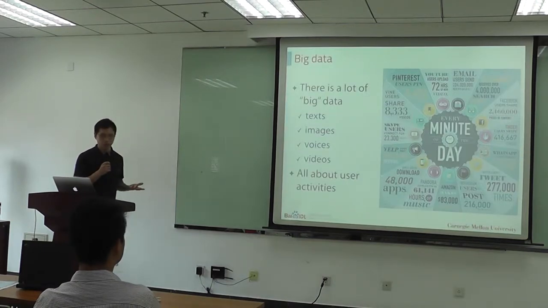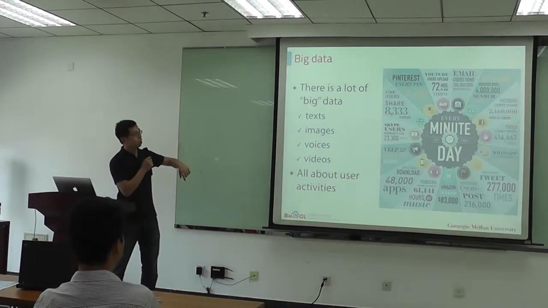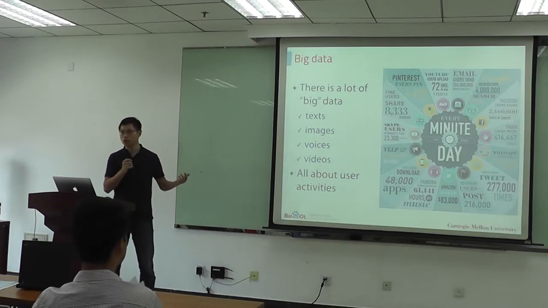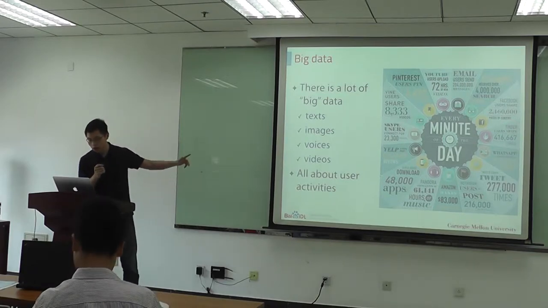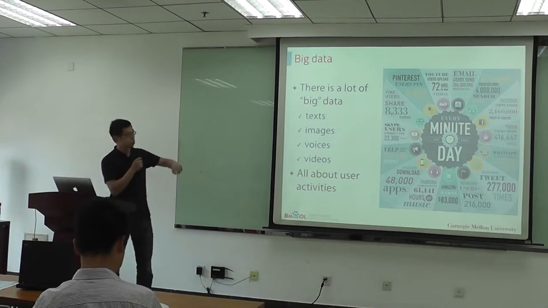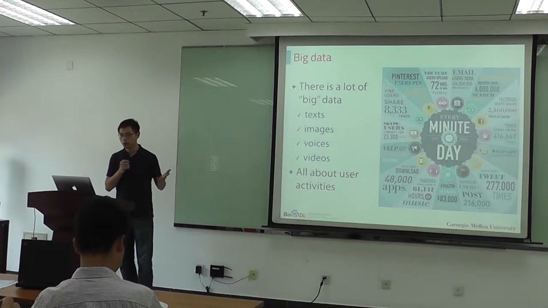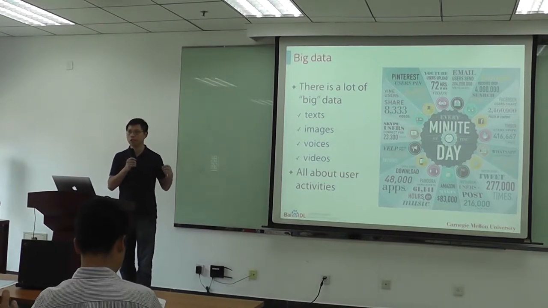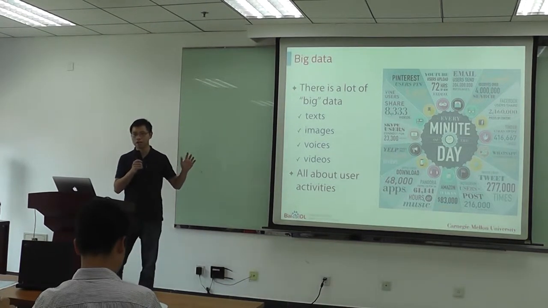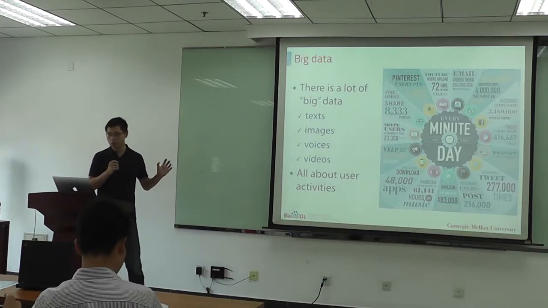So this conference is about big data. There's really a lot of big data. This picture shows how much data is generated every minute. You can see Google has about 4 million queries each minute, and Facebook is at the same scale. And it's not only US companies; Chinese companies, for example Weibo and Baidu, also generate data at the same scale. This data covers text, images, voices, and videos. And most importantly, this data is about user activity.